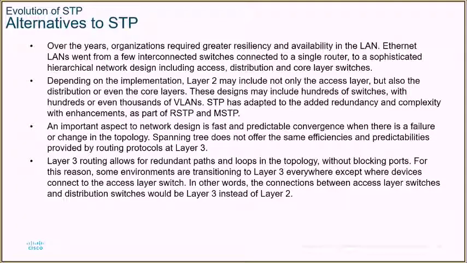Layer 3 routing allows for redundant paths and loops in the topology without blocking ports. For this reason, some environments are transitioning to Layer 3 everywhere except where devices connect to the access layer switch. In other words, the connections between the access layer switches and distribution switches will be Layer 3 instead of Layer 2, and so it removes the need for STP.